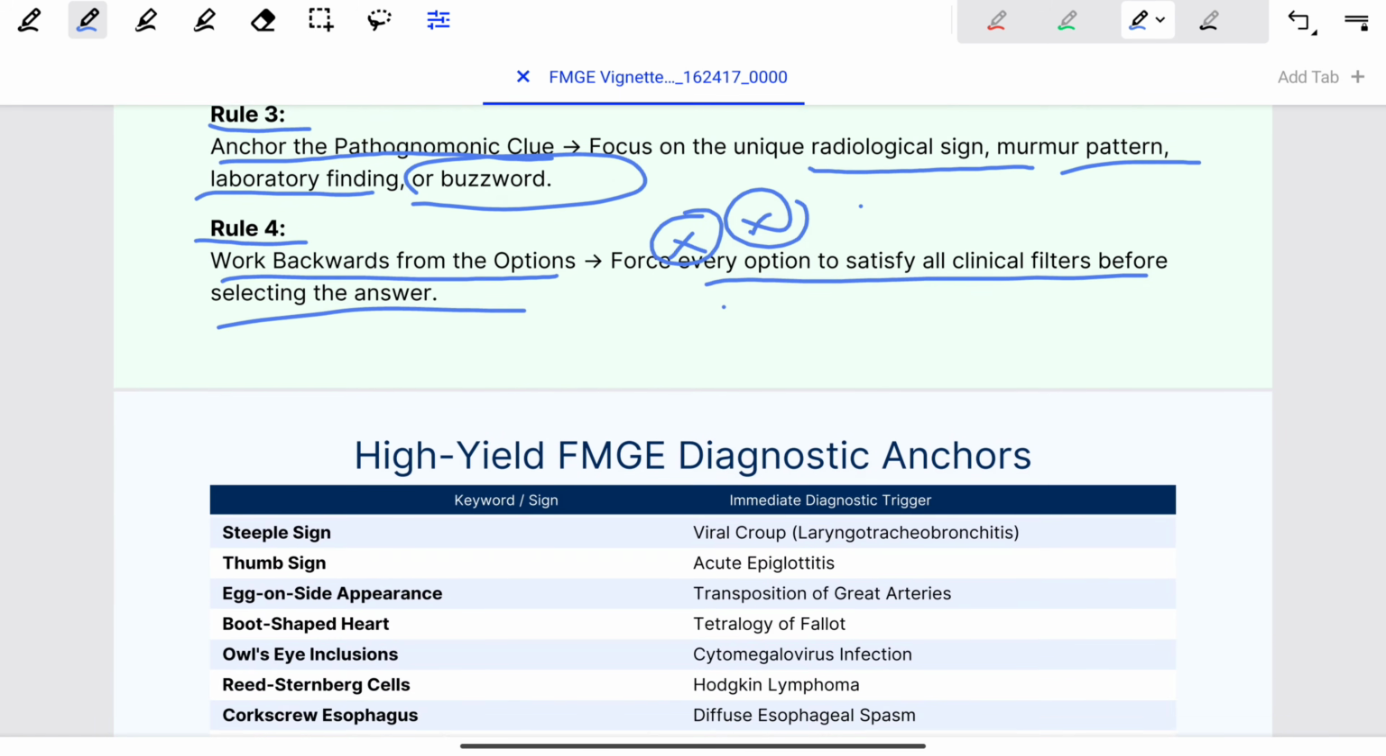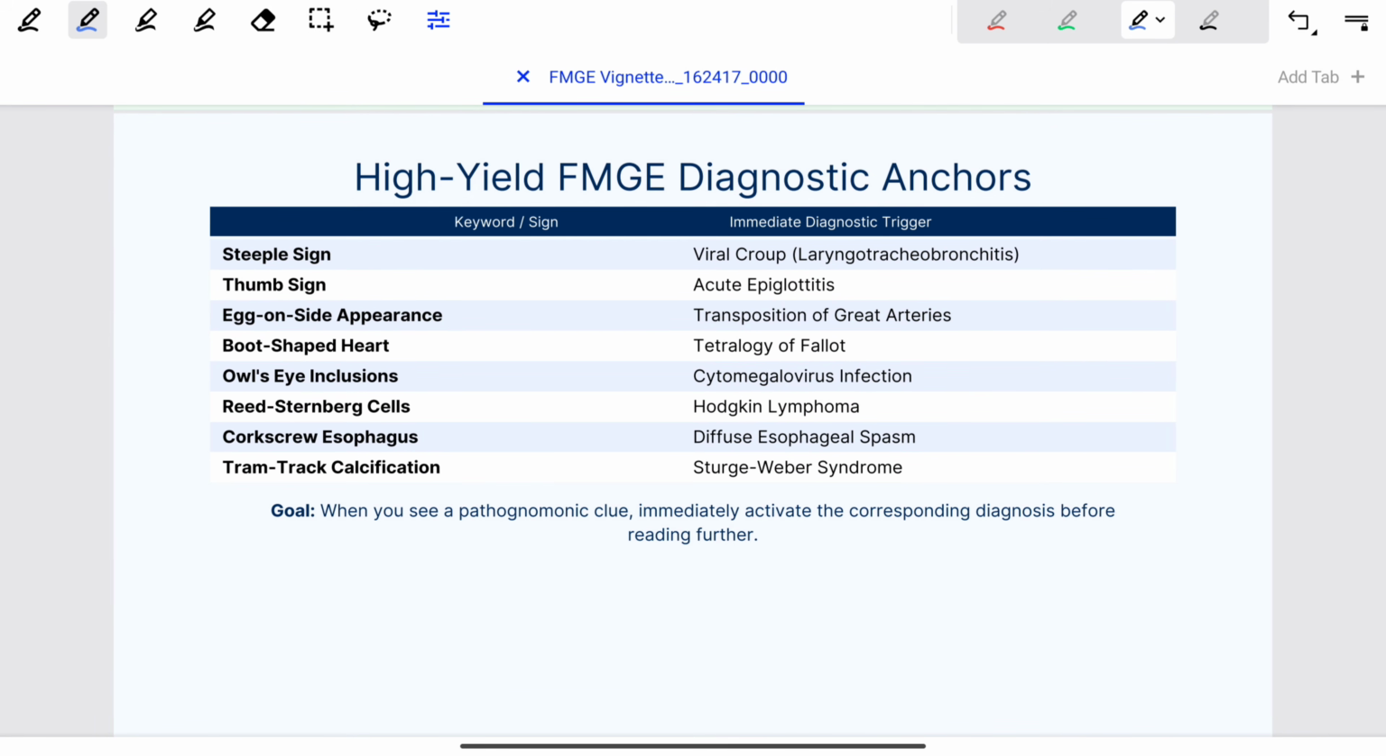High yield FMG diagnostic anchors. Let's revise some classic diagnostic anchors frequently tested in the FMG. When you see a steeple sign, think of viral croup. A thumb sign should immediately raise suspicion for acute epiglottitis. An egg on string appearance is classically associated with transposition of great arteries. A boot-shaped heart suggests tetralogy of Fallot. Owl-eye inclusions indicate cytomegalovirus infection.